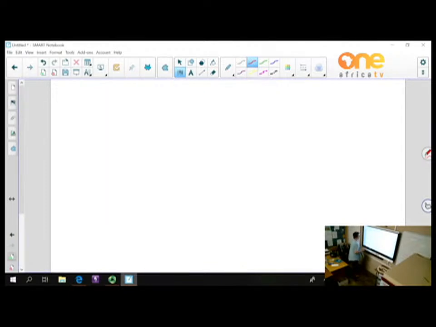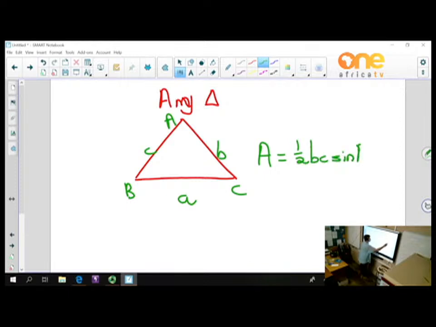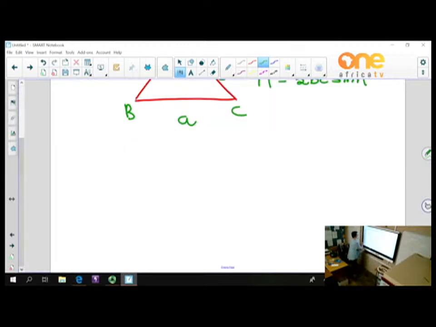Okay, so now we're going to look at any triangle. This is then now any triangle. So let's just make sure that we understand the following. If this is triangle ABC, then this is A, this is B, and this is C. And the formula that you're working with now, area, is half bc sine A. Half bc sine A. That will give us the area. So we're busy now with Try Now 24. That's the first one that we should look at there.